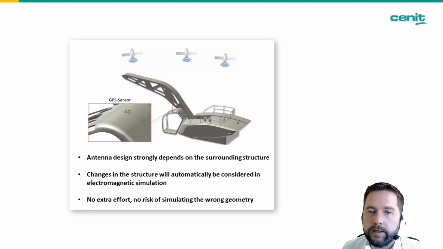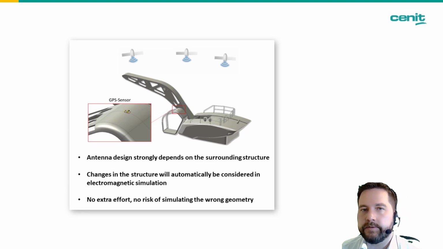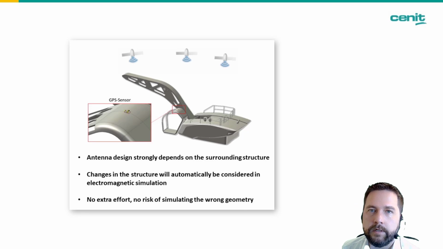We are again having a look at our excavator example, and in this case we are implementing a GPS sensor on the rooftop of the excavator. So this is a kind of antenna which needs to have a good directivity in the vertical direction, since the satellites will send their signal from the vertical direction upon the excavator.